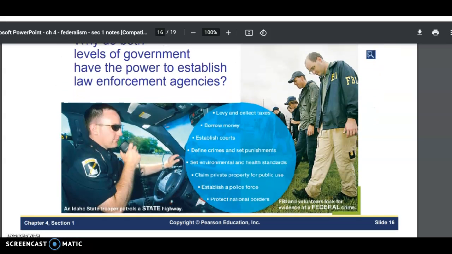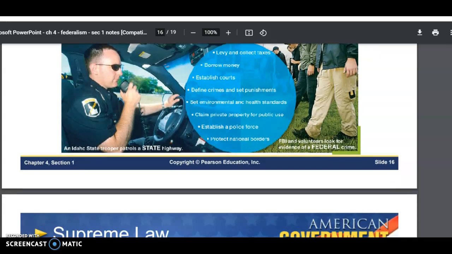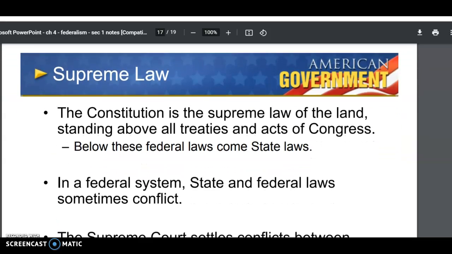So here in this blue circle, it shows you some of the concurrent powers that the government has. Both the federal government and the state government can levy and collect taxes. They can borrow money, establish courts, define crimes and set punishments. And there's some other things there: protect national borders, establish police forces, but we're not going to write all of those down. Just know that there are shared powers between state and federal governments.